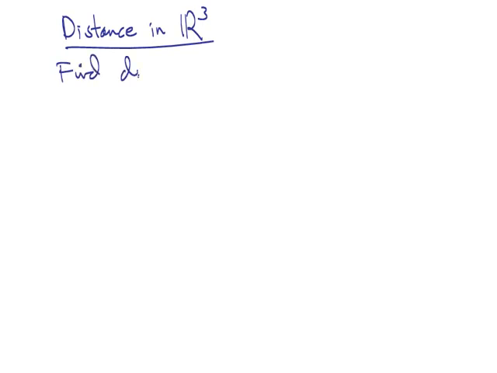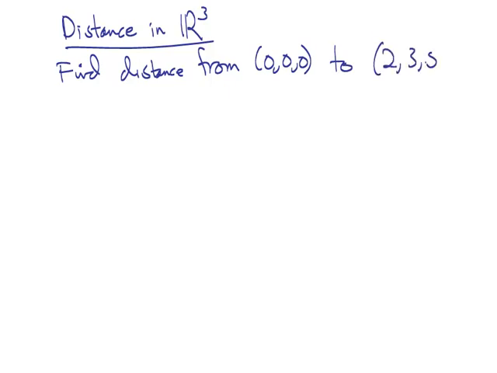Okay, now that we have a little bit of familiarity with this three-dimensional coordinate system, R3, let's take a look at the concept of distance inside that coordinate system. And we'll start off with a very simple example, as we are wont to do. We want to find the distance, let's suppose from the origin, of course we're talking about ordered triples now, 0, 0, 0, to, how about that point we looked at earlier, 2, comma, 3, comma, 5.